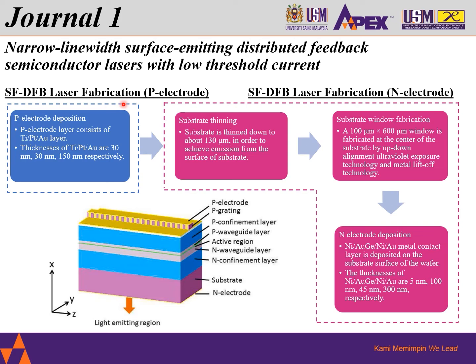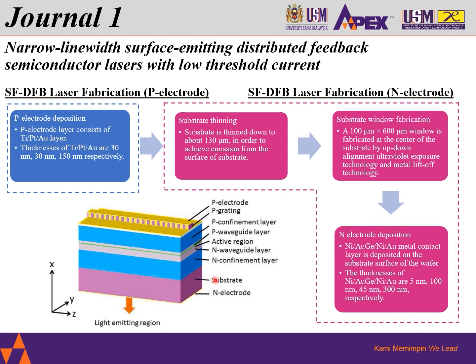Lastly, P electrode depositions. P electrode layer consists of titanium, platinum, and gold layer, and the thickness are 30, 30, 150 nanometer respectively. Okay, after done with P electrode, next is N electrode.